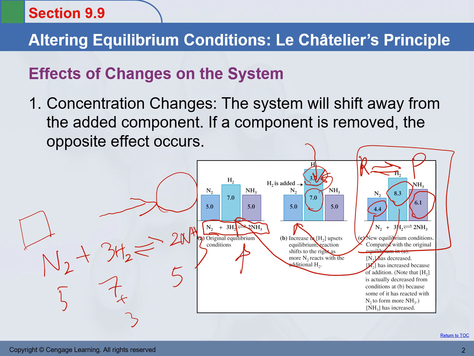Did I make that clear? It's like one week you earn a lot more money than before. Likely next week you will spend the extra amount, but you are not going to spend all of it. Very likely you're going to save some and spend some. All right, so again, concentration change. If you add a component, the system will shift away from the added component. If a component is removed, the system will shift towards that component.